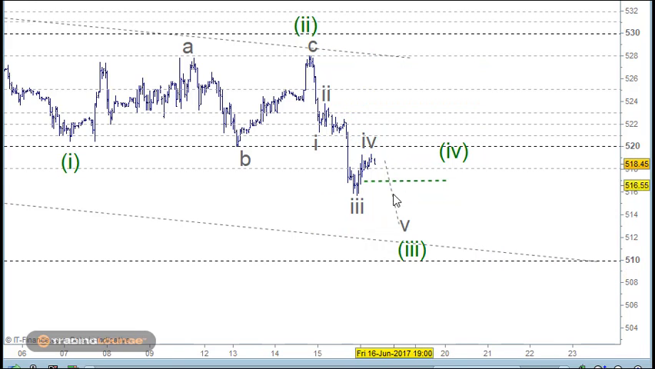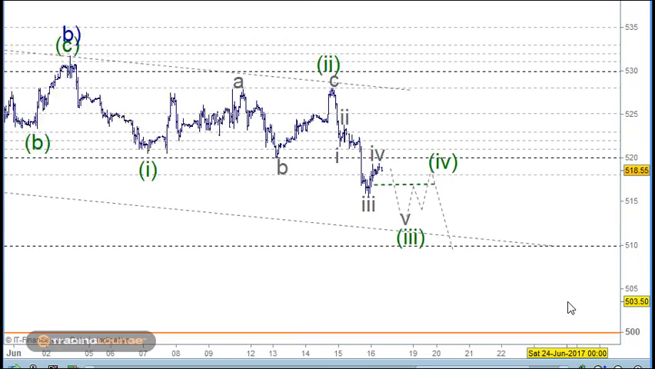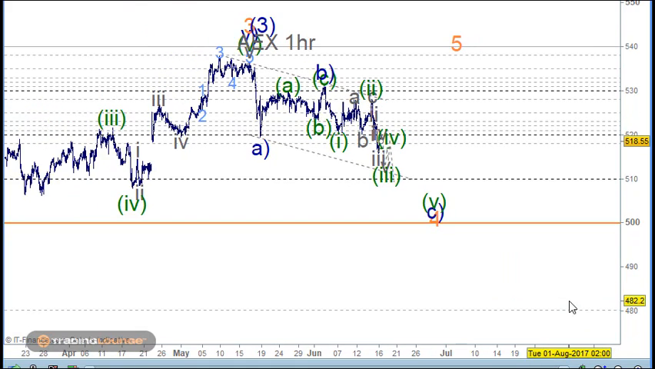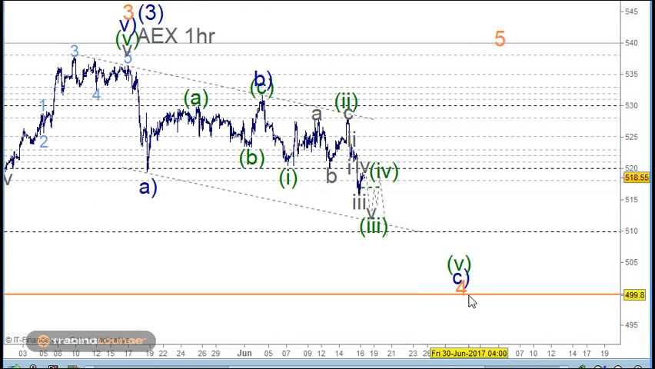So in a nutshell, we can expect the market in 3 waves to move back up into here before moving down again into the 510 and below at that stage as well. So I think in a nutshell, we were looking for this to move back into this space.